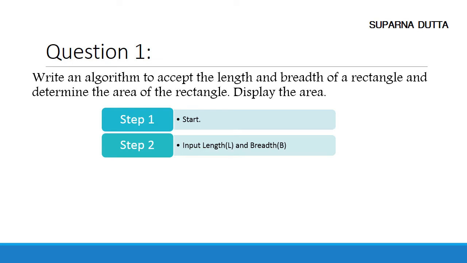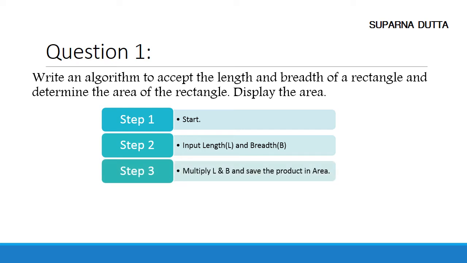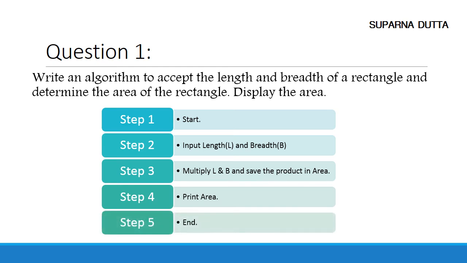The next step will be to multiply the length and breadth in order to compute the area, because the area of a rectangle is equal to length into breadth. After the length and breadth are multiplied, the product is saved in the variable area. So my third step will be written as: multiply L and B and save the product in the variable area. The fourth step will be to print the area, and the fifth step is the last step, which is end.